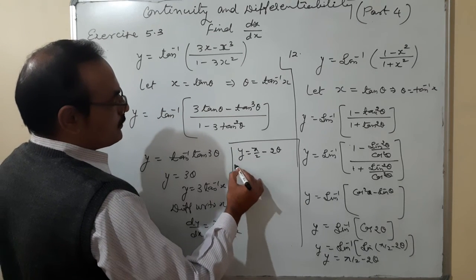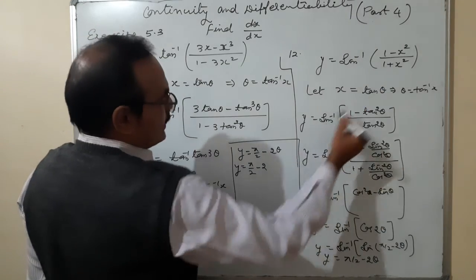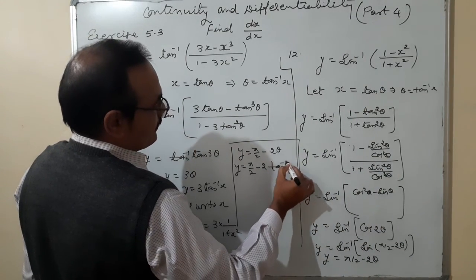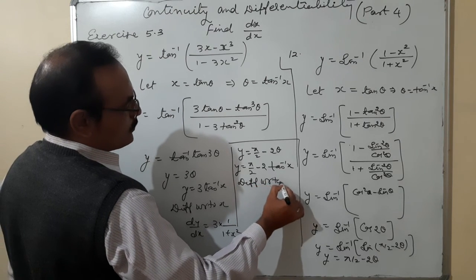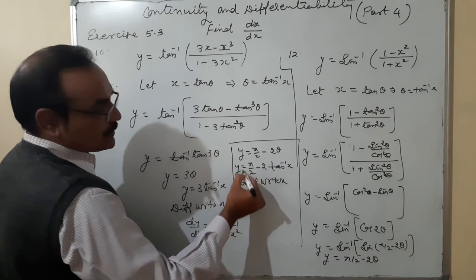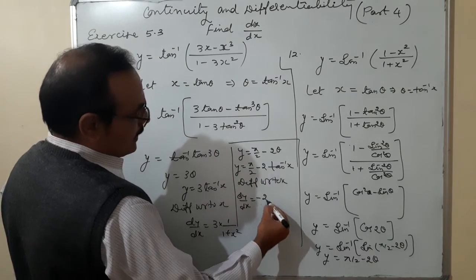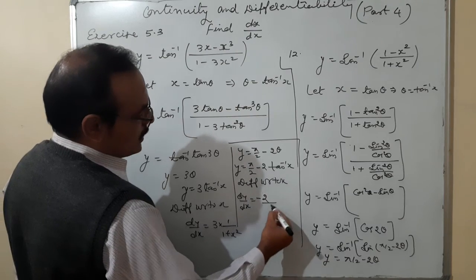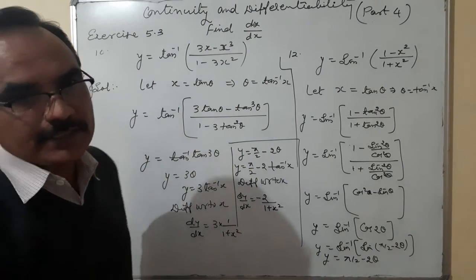We put the value: y is equal to pi by 2 minus 2 theta, and theta is tan inverse x. Differentiate with respect to x, dy by dx is equal to, this pi by 2 is a pure constant term, its value is 0, minus 2, and the differentiation of tan inverse x is 1 upon 1 plus x square. So minus 2 upon 1 plus x square.